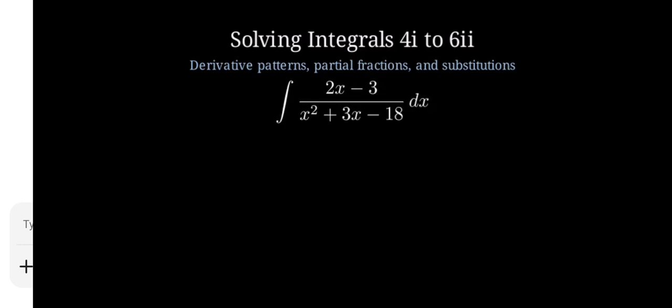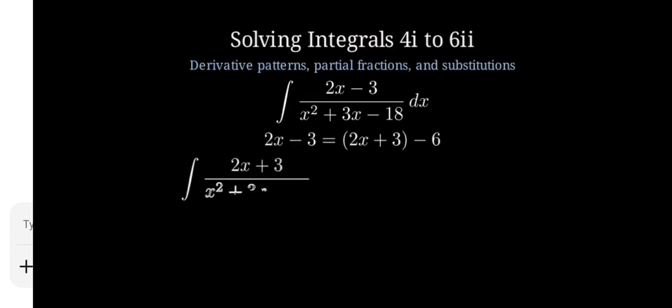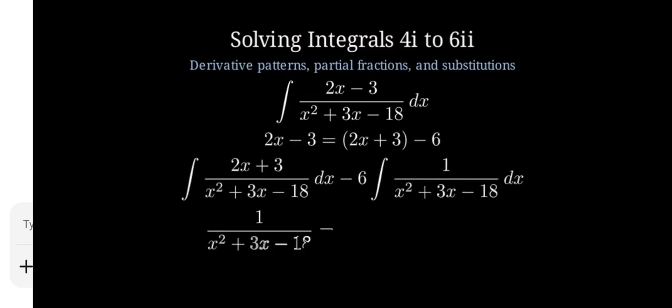Into integrals. We are solving every integral from section 4, Roman 1 through section 6, Roman 2. Integral 4 Roman 1 shows (2x minus 3) over (x squared plus 3x minus 18). We notice the derivative of the denominator is 2x plus 3, so we rewrite the numerator accordingly. Then we split the integral into the derivative part and a constant part that needs partial fractions. Finally, we simplify the partial fraction piece and combine everything.